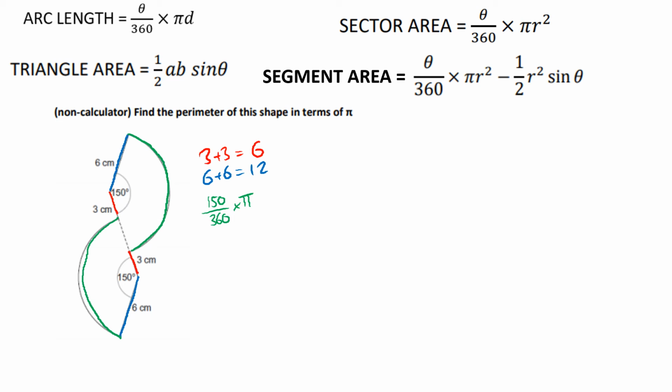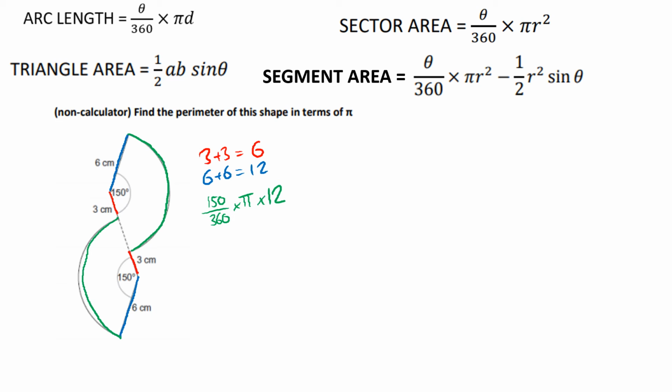We would have 150 over 360, because that's the angle, times pi, and then times the diameter. So remember, the diameter is going to be double the radius. Radius of these circles looks to be 6, so we're going to have 12 as our diameter. Non-calculator, so resist the urge to type this in. We're going to simplify this fraction on the left, so we can obviously cancel out a 0, and then we've got ourselves 15 out of 36.